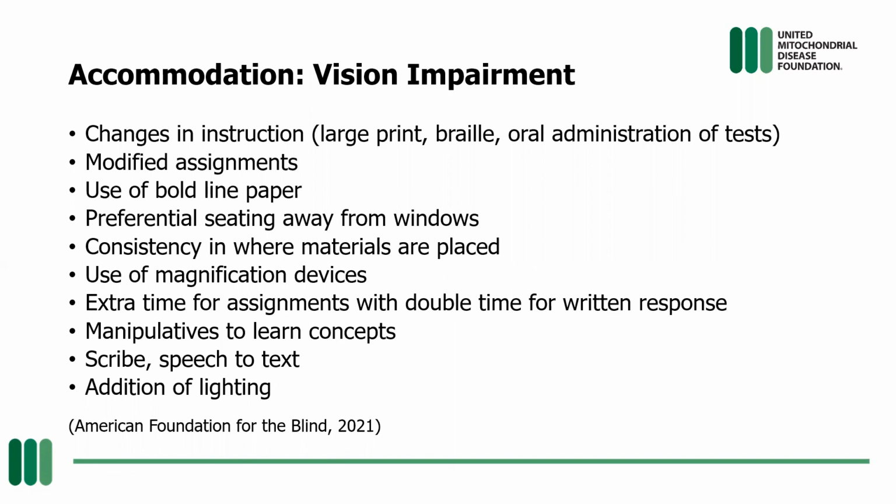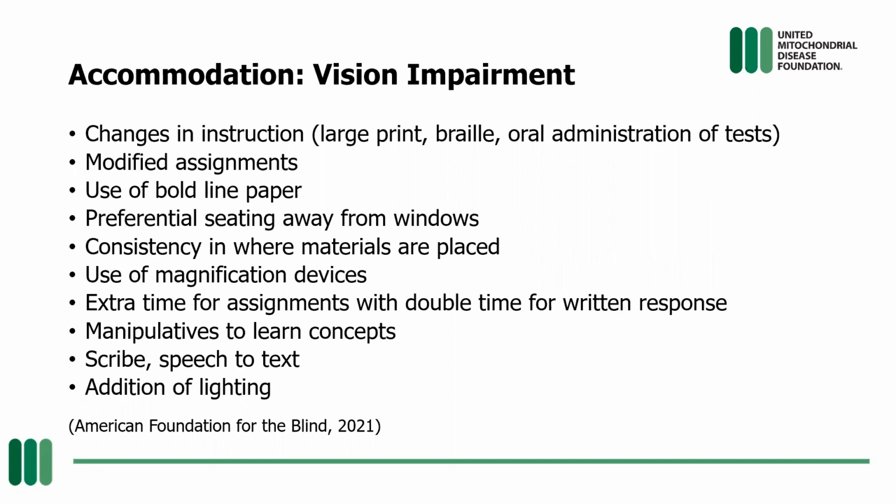So seating away from windows is one that I put in a lot of IEPs when I have children with visual impairment, because research has shown that the glare from the natural sunlight mixed with that fluorescent lighting in these classrooms can actually impair the vision further. So consistency in where materials are placed is also important. If they're going to change the classroom, they need to let their child know that the classroom is going to be changed. So the use of magnification devices, extra time for assignments with double time for written response. I'm going to say no more, less than double time ever. Double time does not put an undue burden on the teacher.